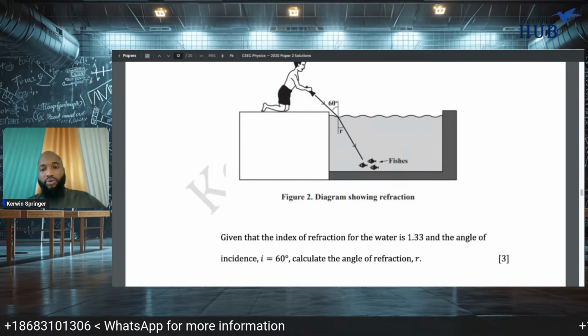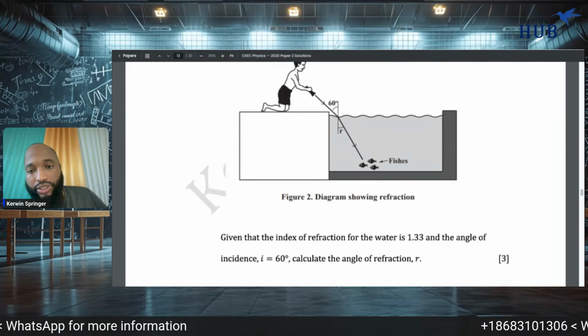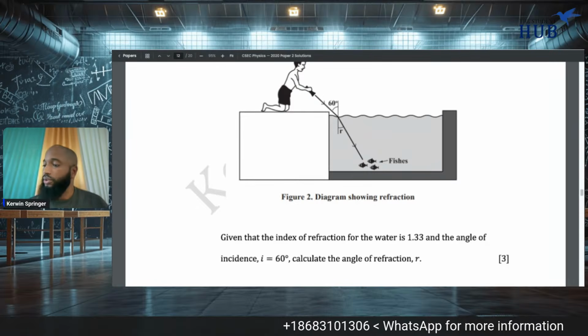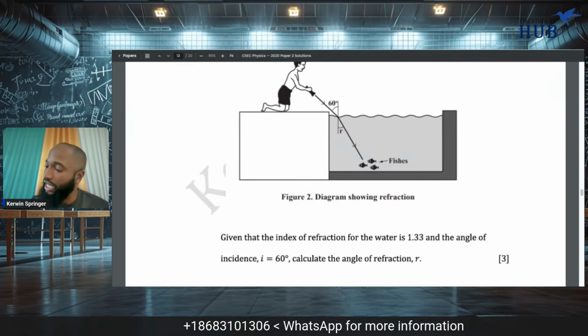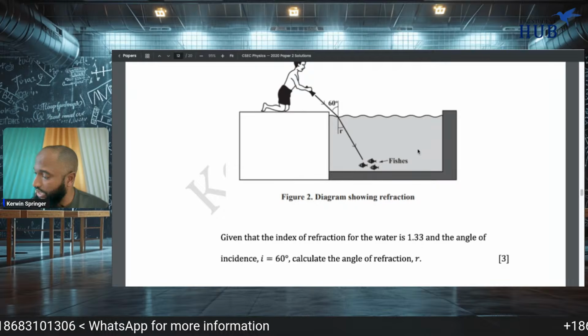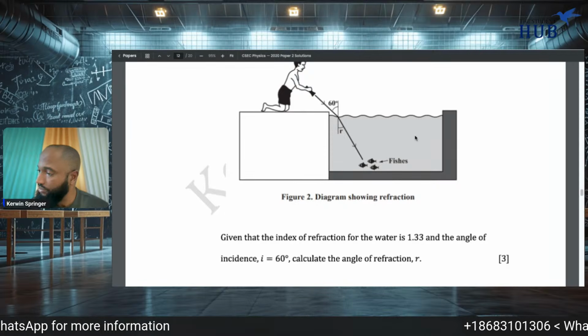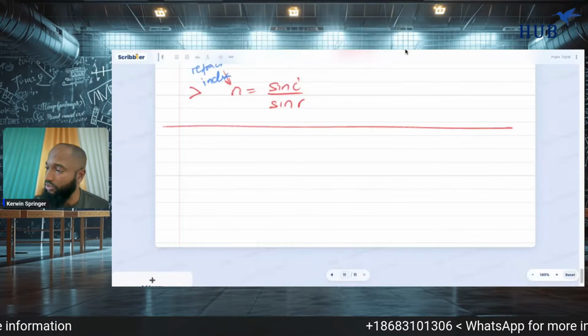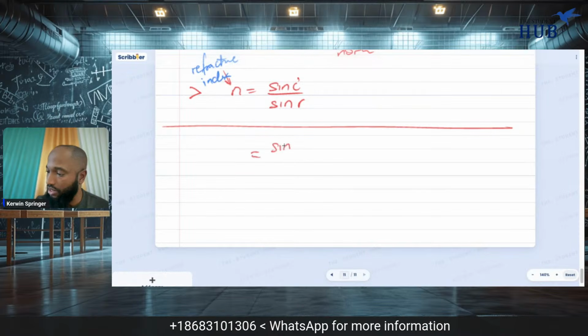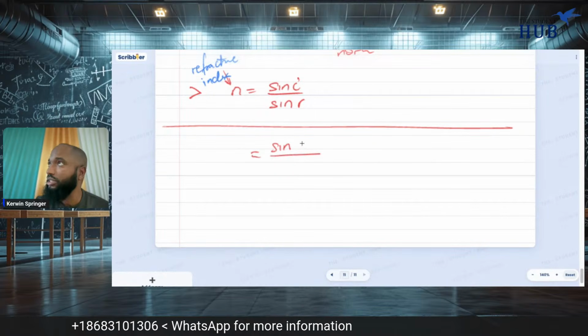Let's go. So we have a 40.6 from the chat. Anybody else getting 40.6 as well? So you just want to put N is equal to sine I over sine R. Literally substitute. This is equal to sine of I, which was what, 30?